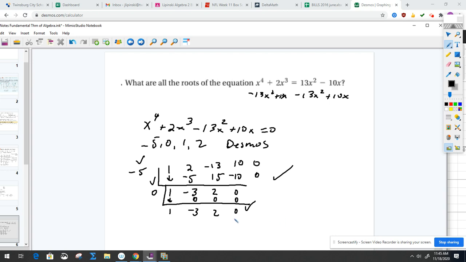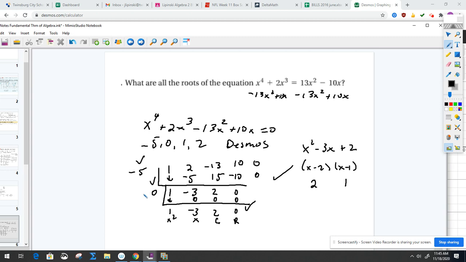What am I left with? This is, again, my remainder, my constant, my x squared. So I'm left with x squared minus 3x plus 2. This is a quadratic that you're able to factor. So I could factor this to x minus 2, x minus 1, two numbers that multiply to 2 and add to 3. And then using the zero product property, I get 2 and 1 are my other zeros.